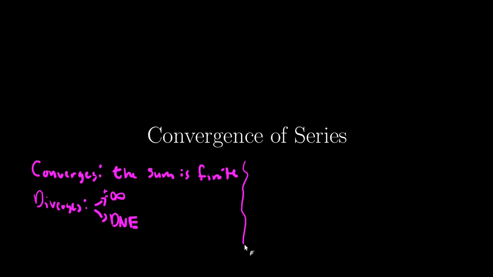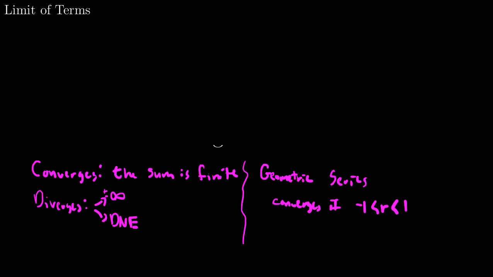Second thing to go into this already knowing: if we have a geometric series, we already know that this converges if the common ratio is between -1 and 1, and diverges otherwise. So this is just some precursor knowledge needed for this. So let's dive right in.